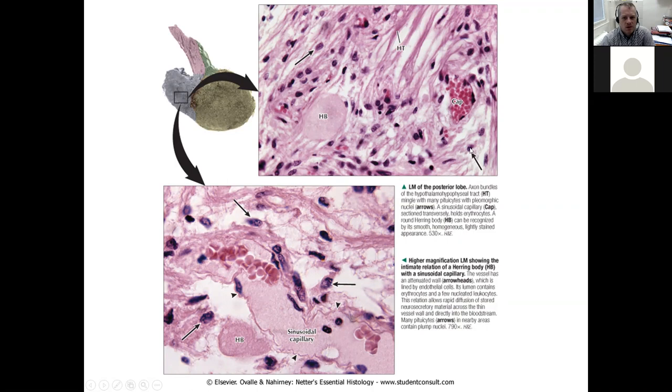You can also see the pituicytes, which are glia cells, supporting cells of the neurohypophysis. And again, here is one of the Herring bodies. Here is a wide sinusoidal capillary carrying away the hormones. It's one of the capillaries of the microcirculation network, and these are pituicytes. So it's clearly nervous tissue.